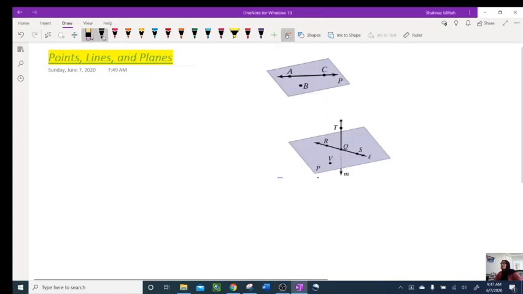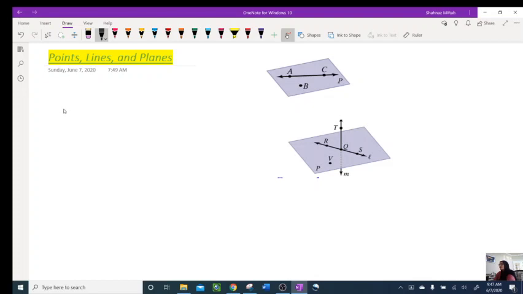Hi everybody, let's start today Geometry Chapter 1 objective. We will learn about the basic terms in geometry first. You remember vocabulary is very important in every math subject. So what is a point?